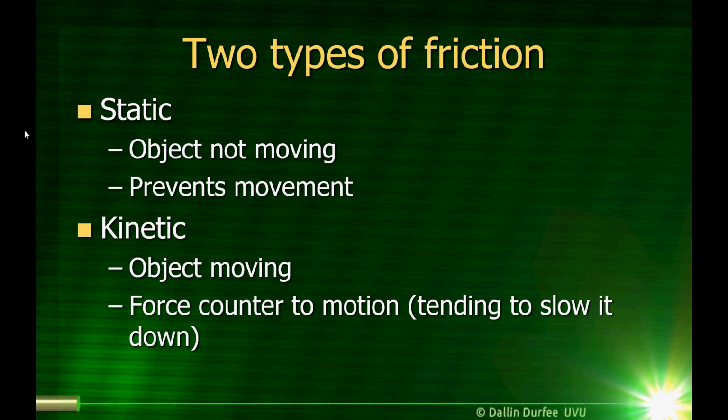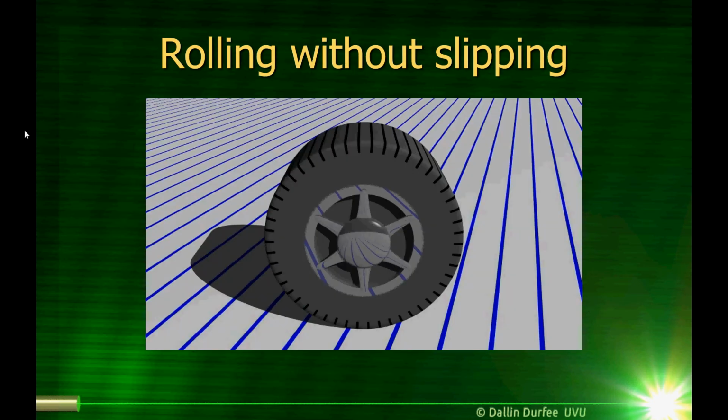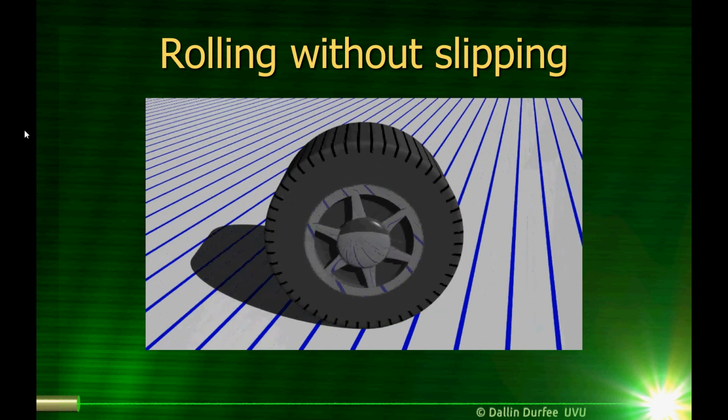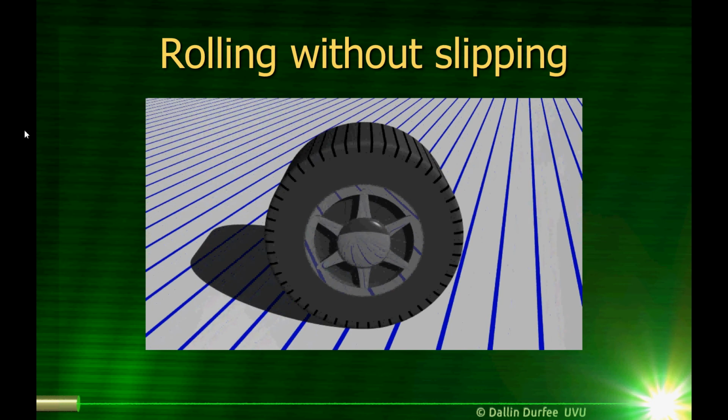So I'm pushing on a big box of rocks that is moving, and kinetic friction opposes my pushing and makes it harder for me to keep the rocks moving. Now, which one of these applies to a car tire? Static or kinetic? Well, imagine here's a car tire, and if it's rolling without slipping on the surface, then the part of the tire that's actually in contact with the surface is momentarily at rest with respect to the surface, as you see right there. So there is no slipping, therefore we get static friction.